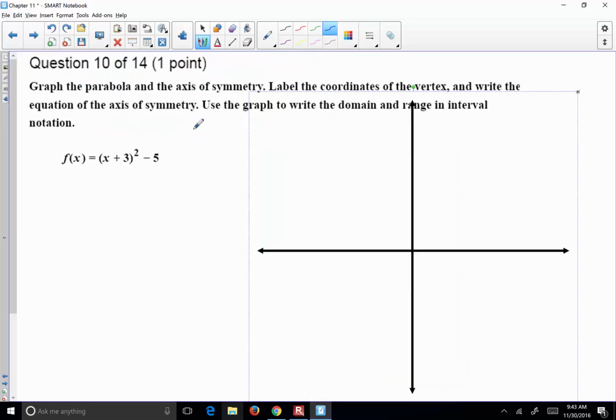Alright, let's apply this in a problem. You will understand better. It says graph the parabola and the axis of symmetry first. Let's do the graphing first. But you haven't done any graphing like this before. How many numbers do you see around x? This is not just x squared. How many numbers did somebody add or subtract? Three? What are they?